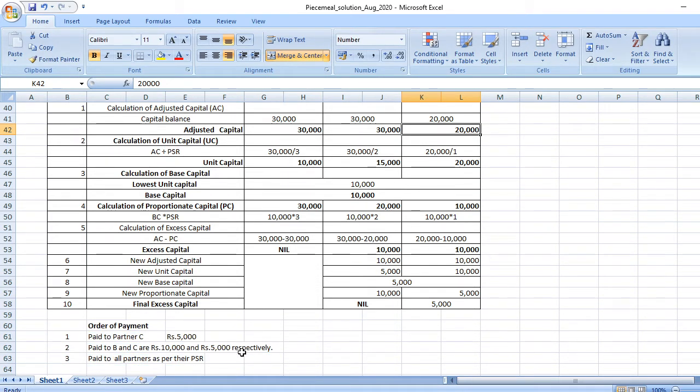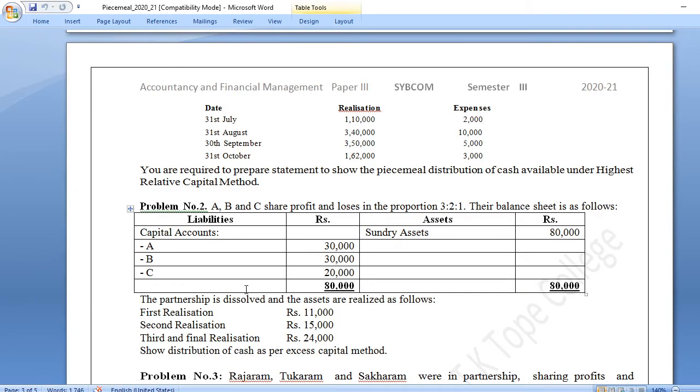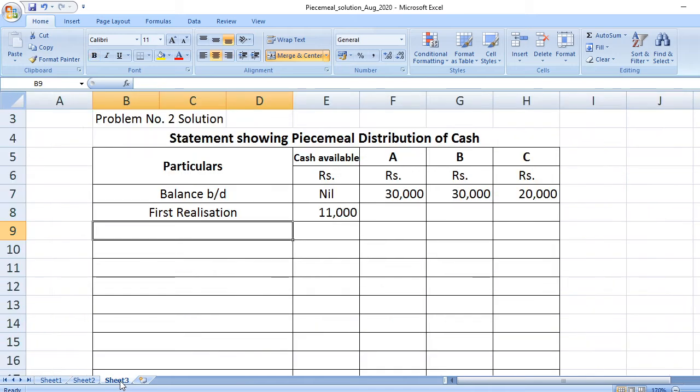So first of all, pay partner C 5,000. So we will pay the 5,000 to partner C. Paid to C, how much amount? 5,000. Okay, so 5,000 is deducted from cash available, and it is deducted from C's capital also.